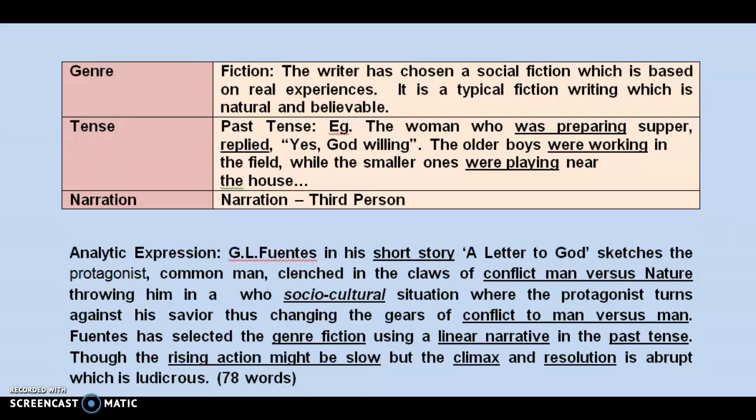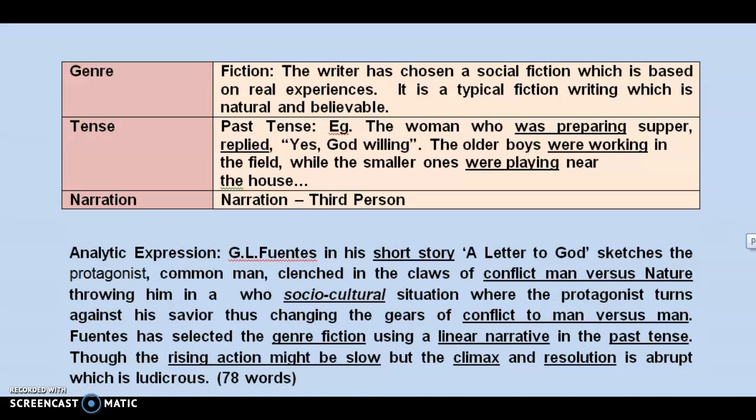The tense is generally the past tense. For example, "the woman who was preparing supper replied" is past tense. "The older boys were working and the smaller ones were playing." So it is past tense used throughout the story. The narration is in the third person.